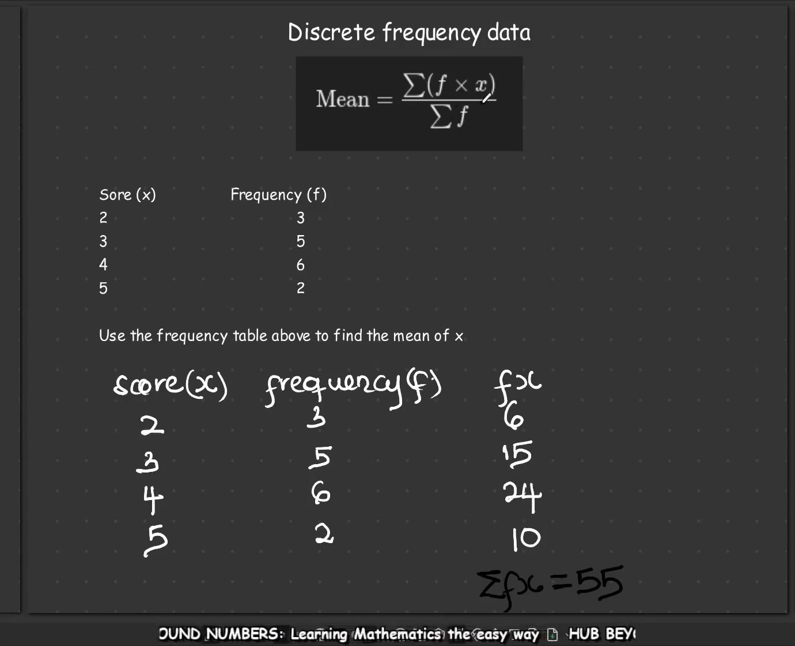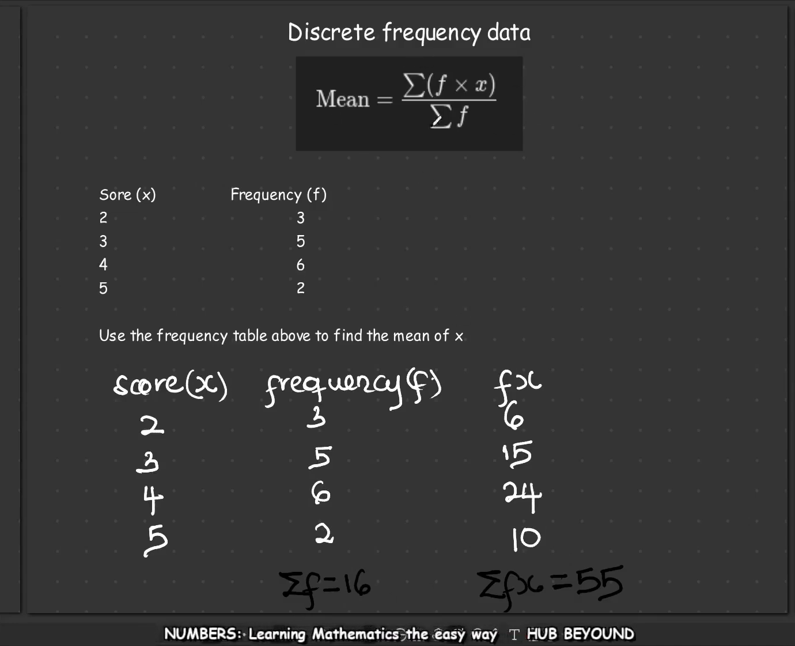Then the next thing we need is the sum of our frequencies. And how do we get the sum of our frequencies? You are going to add 3 to 5. These are the frequencies, so you are adding everything here. So the summation of frequency: 3 plus 5 gives us an 8. Then 8 plus 6 gives us a 14. 14 plus 2 gives us a 16. All right, so we have this 16.